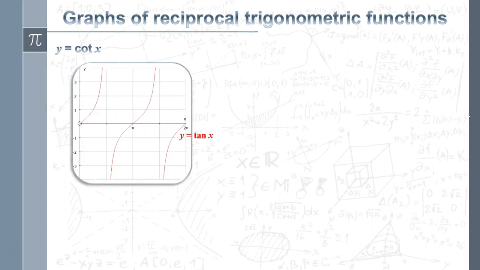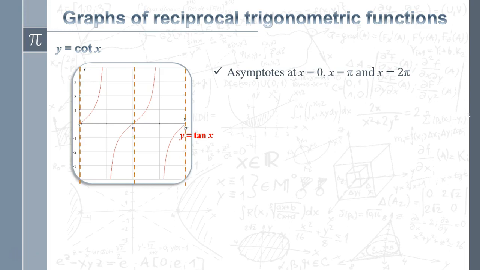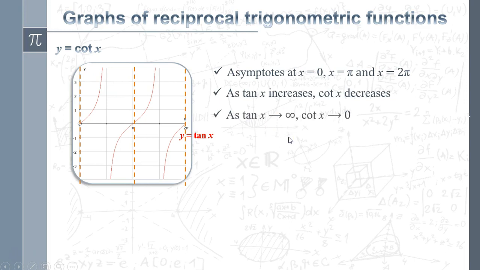And finally, cot. So there's our y equals tan x curve. Same thing, we've got asymptotes occurring, and they're going to be occurring at x equals 0, pi, and 2 pi, because that's when the values for tan are 0. Let's put those in. And as tan increases, 1 over tan is going to decrease, and as tan goes off the top of the graph here, as the value of tan x tends to infinity, then the value of cot x will tend to 0.